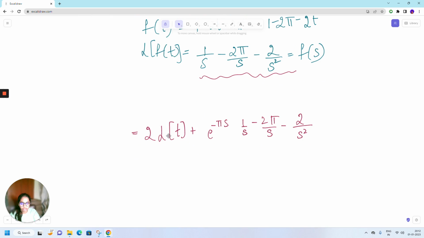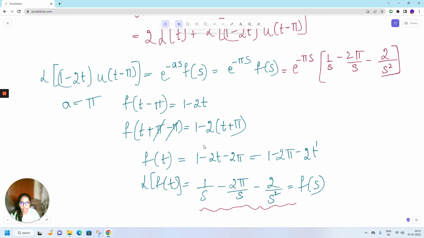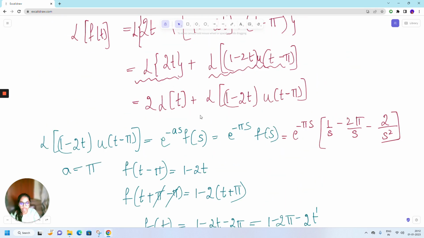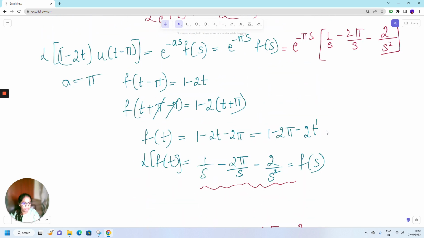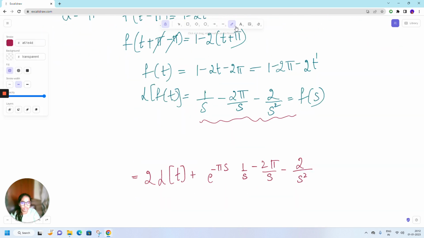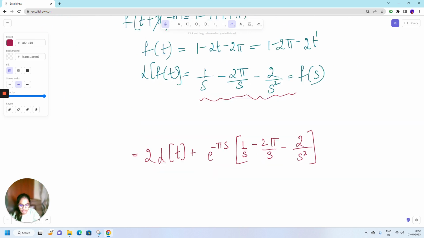2 Laplace of t. I haven't found the Laplace of t yet. In place of Laplace of 1 minus 2t, I have substituted this, that is e to the power minus pi s into 1 by s minus the whole thing, whatever we found. What is the Laplace of t now?